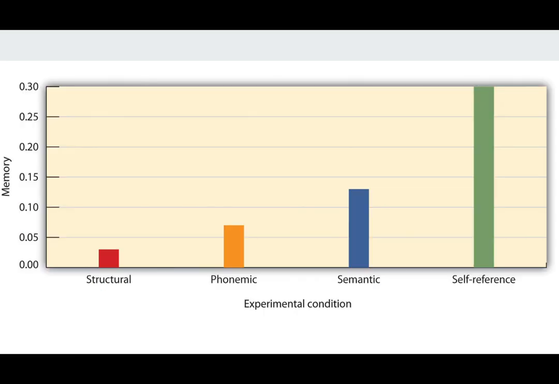So this photo shows, and we'll talk about self-references later, structural, phonemic, and semantic encoding. And this is the level at which the memory can actually be remembered.